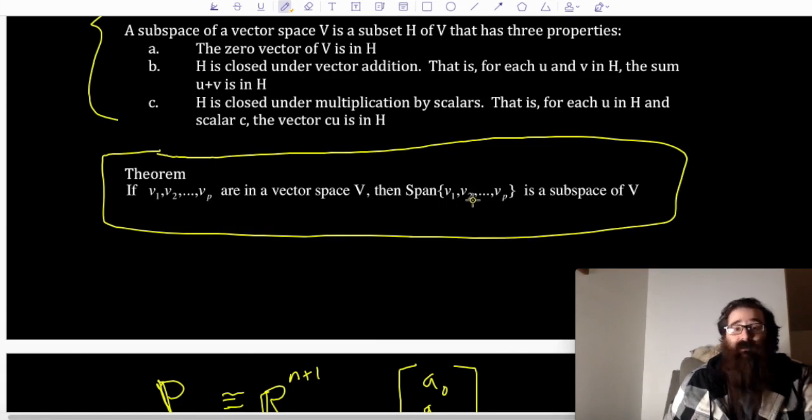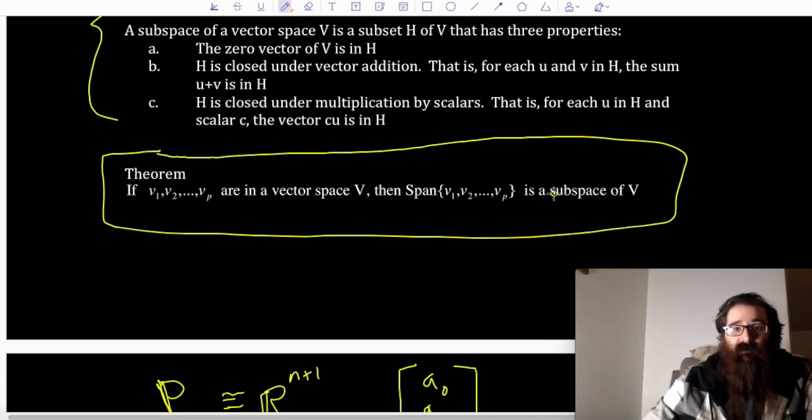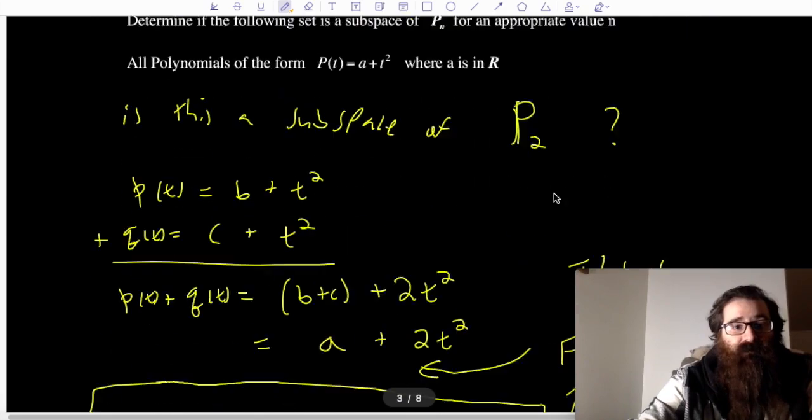Right? We talked about span early on in the course. Span is going to be very important for us talking about vector spaces and subspaces, because if I have vectors that live in a vector space, and then I consider the span of those vectors, that is going to give us a subspace of that vector space.